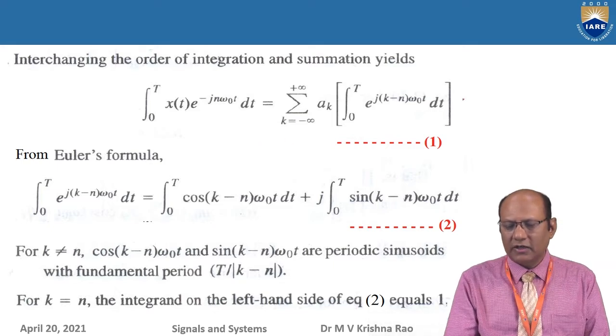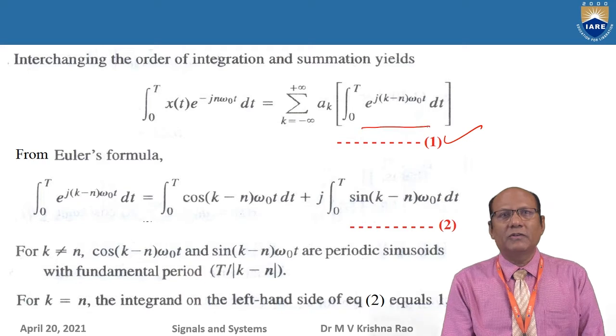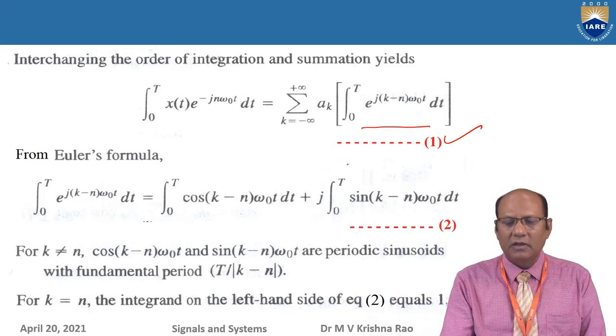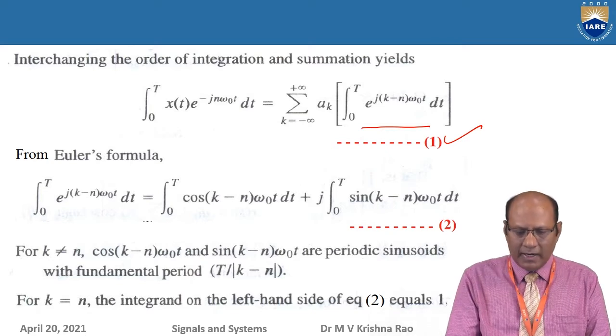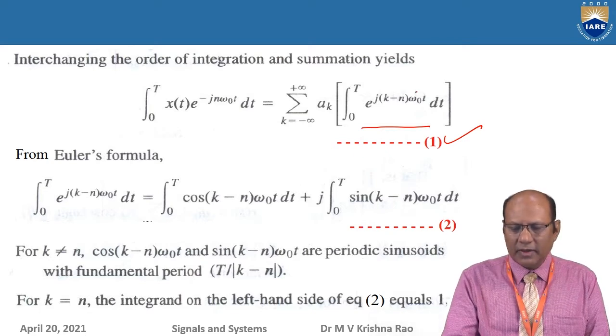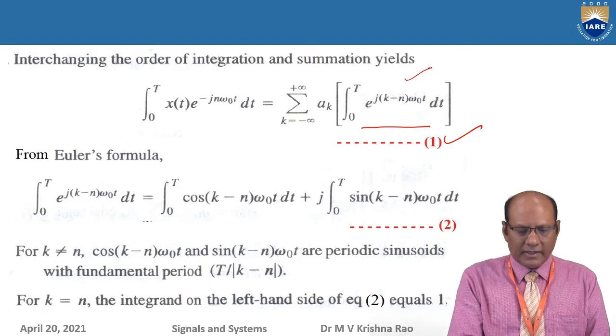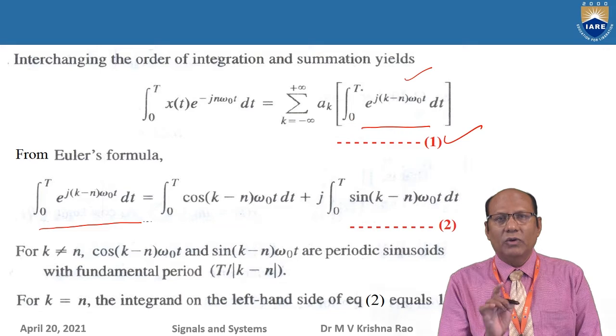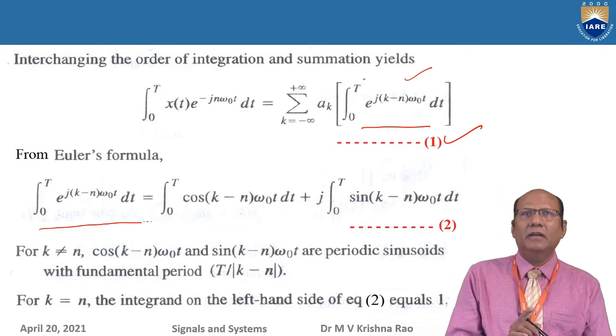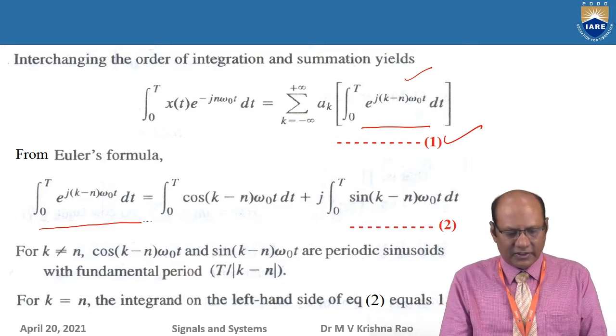I call this equation 1. What is this? e to the power of j, in brackets k minus n, omega naught t. Here k minus n is the difference between the k index and the n index. This bracketed term I can expand like this. This is between 0 to T, the first cycle period of the periodic signal I am considering.